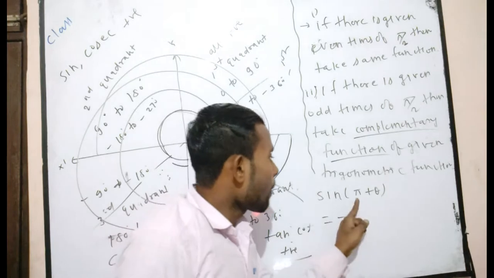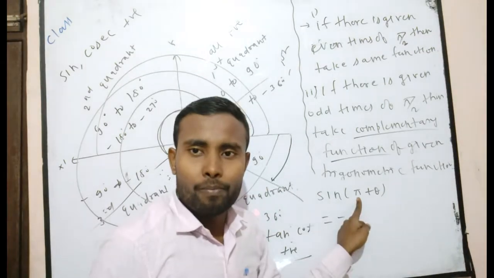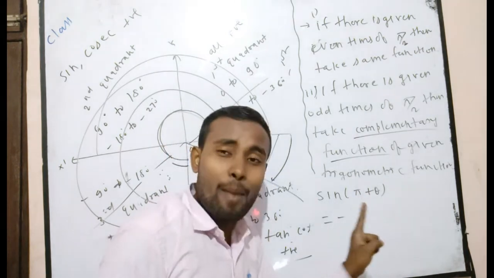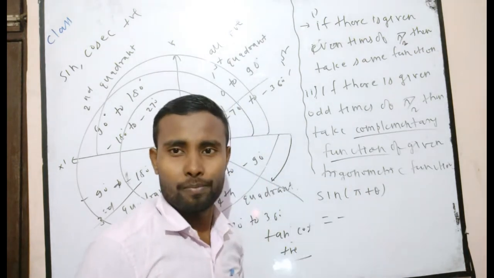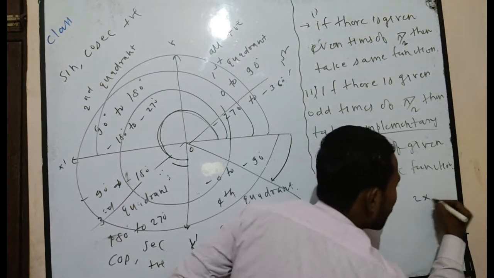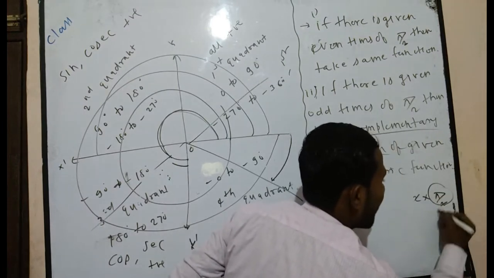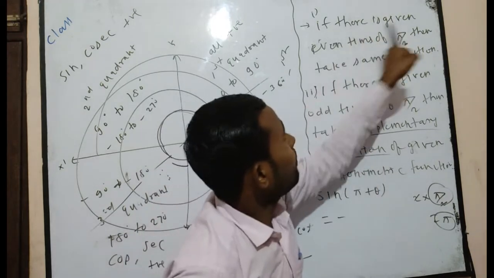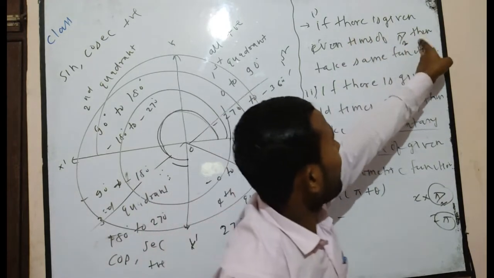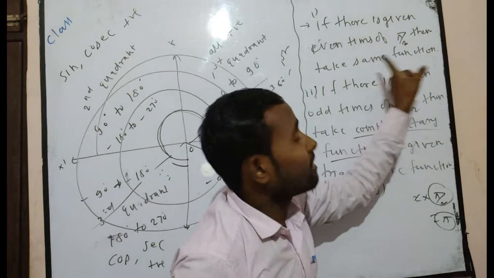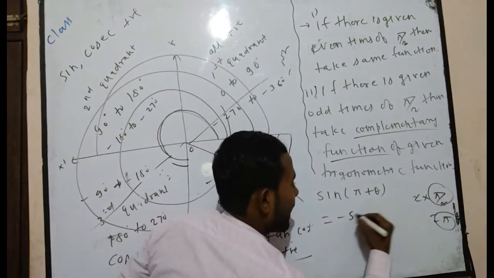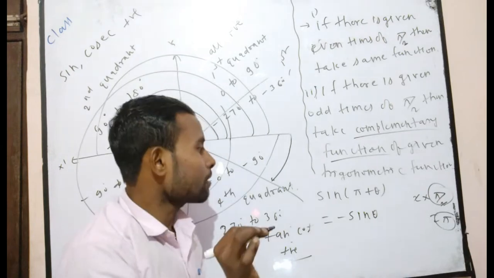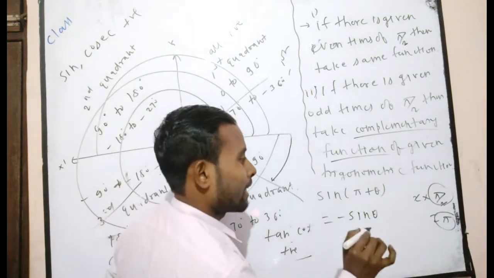Now here, what is pi? How do you get pi? It is an even times of pi by 2. That is, if you multiply 2 times pi by 2, then you get pi. So if there is given an even times of pi by 2, then take the same function, that is, simply write sin theta. It is very simple. You have to simply remember it.